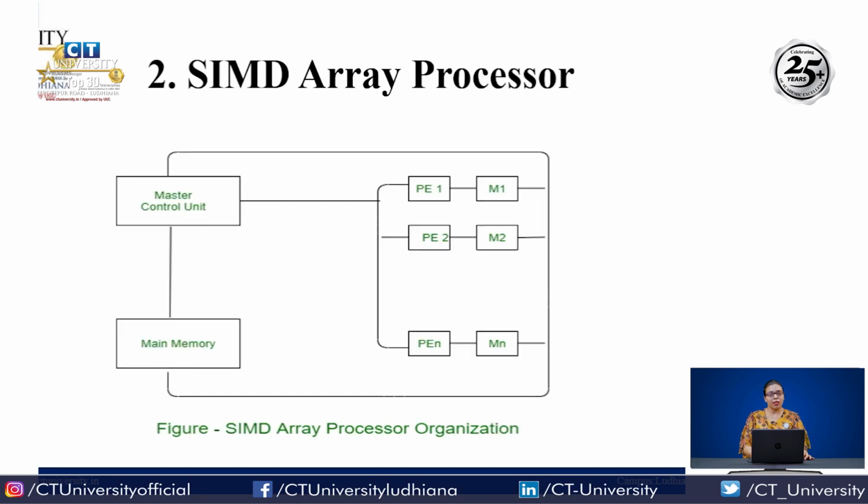The next type is the SIMD array processor, that is single instruction multiple data. It follows the same structure as SIMD in Flynn's classification. We have a single control unit, a master control unit, which is common to the processing elements PE1, PE2 up to PEn, and M1, M2 up to Mn, which are the local memories. So one common CU is connected to the PEs and local memories, which is further attached to the main memory. They can communicate with the main memory and store the result back to memory. So the structure is similar to SIMD, the main category of Flynn's classification.